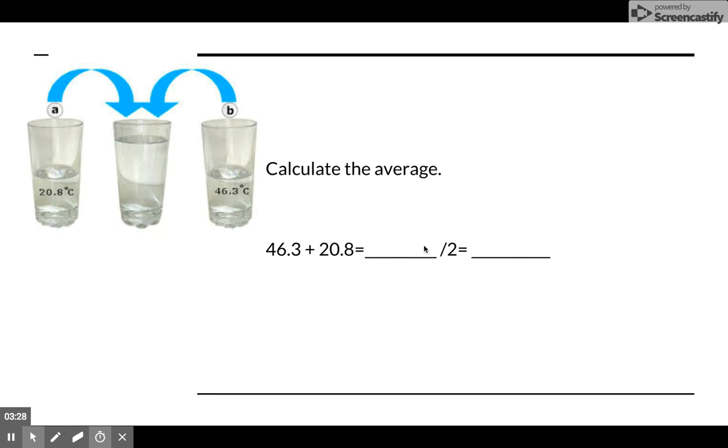Then to get the average, we have to divide it by 2, and we would get 33.5. So the new temperature in the cup would be about 33.5 degrees Celsius.